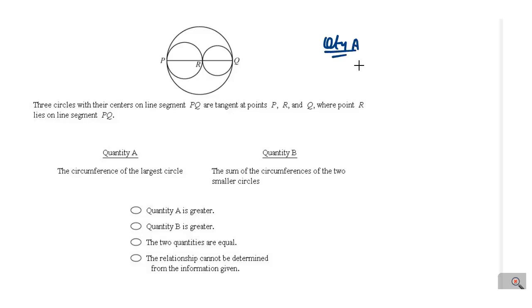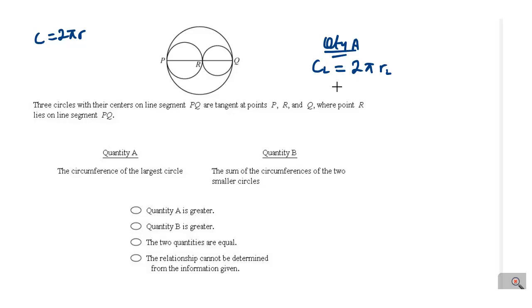For quantity A, the circumference of the large circle, let it be C subscript L. And of course, the circumference of any circle is 2 pi R. The circumference of any circle is basically the same thing as the perimeter of the circle. So the circumference of the large circle will be 2 pi R_L. Yes, that's the circumference of the large circle.